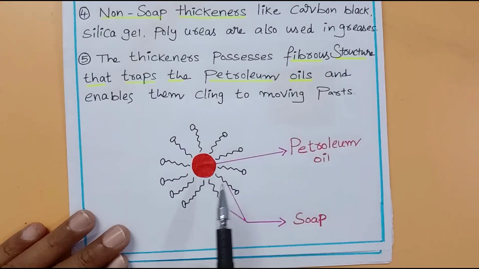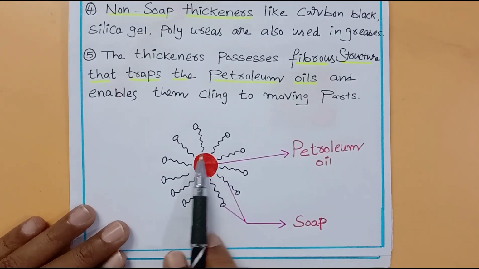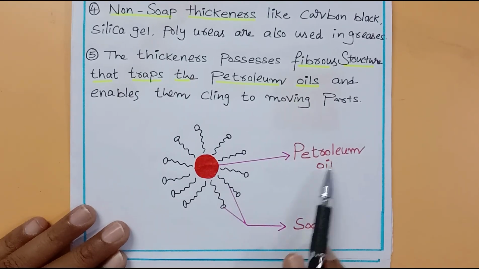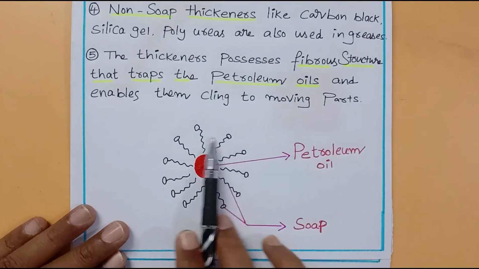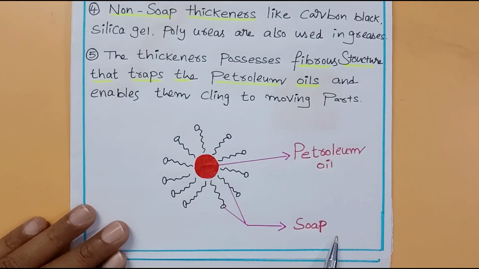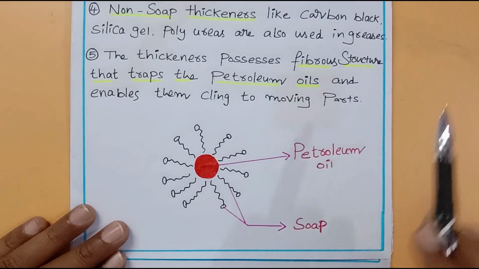So you can see here, at the center in this diagram, this is the diagram of the grease. At the center you can see the petroleum oil, and the petroleum oil is surrounded by the fibrous soap structure. So the soap helps the binding of the petroleum oil firmly to the metal surfaces. So that is the introduction of greases.